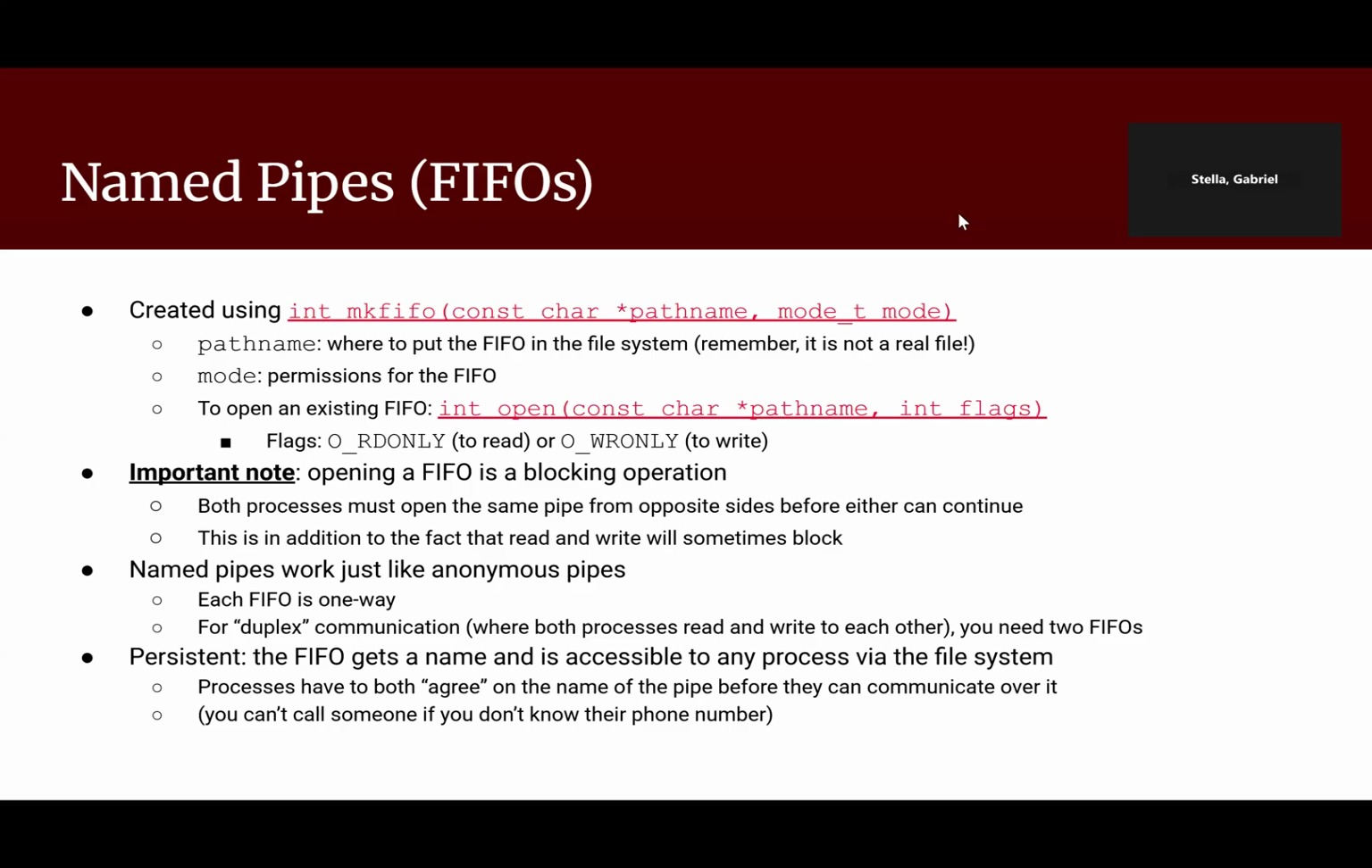All right, so named pipes or FIFOs can be created using the mkfifo, or make FIFO, system call. And you can see it takes a path name and a mode. The path name is actually the location where you want to put a reference to the FIFO inside the file system. But just keep in mind it is not a real file, and I'll show an example later of what it looks like when you have a named pipe in the file system.